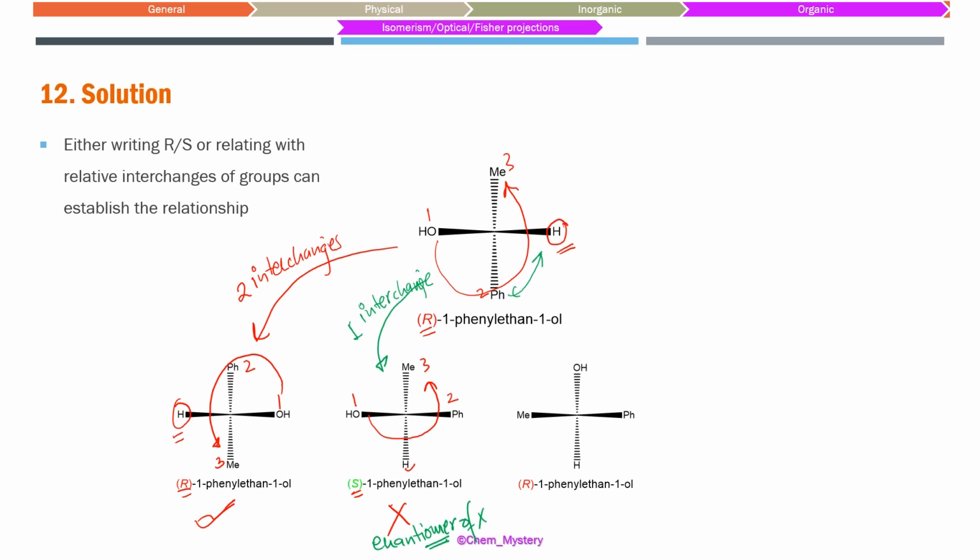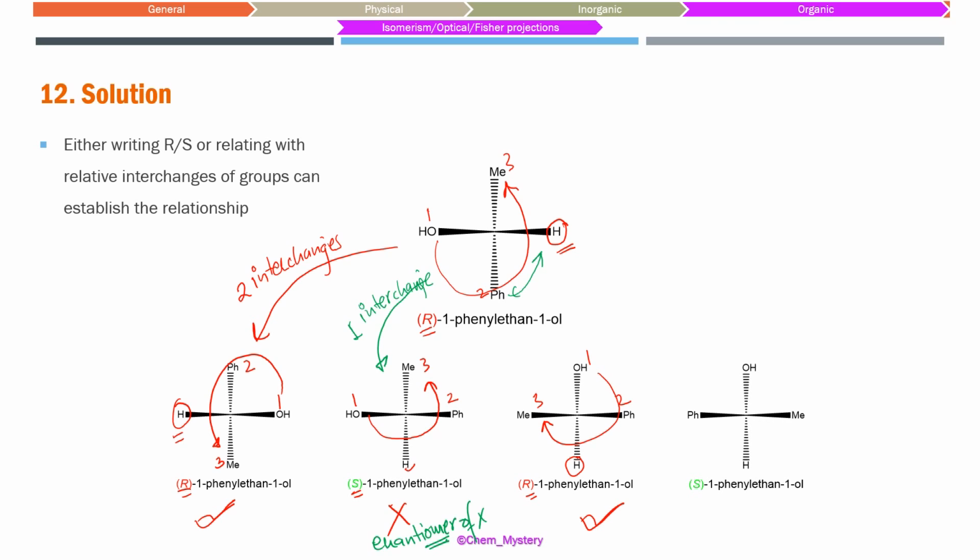And the last option, option number D, we have here the hydrogen already away from the observer. So priority number 1, priority number 2, priority number 3 is going to be anti-clockwise. That's going to be written as S. This is not going to be the correct answer.